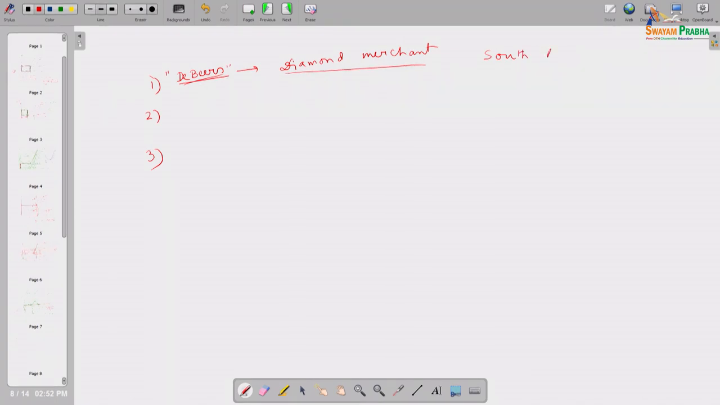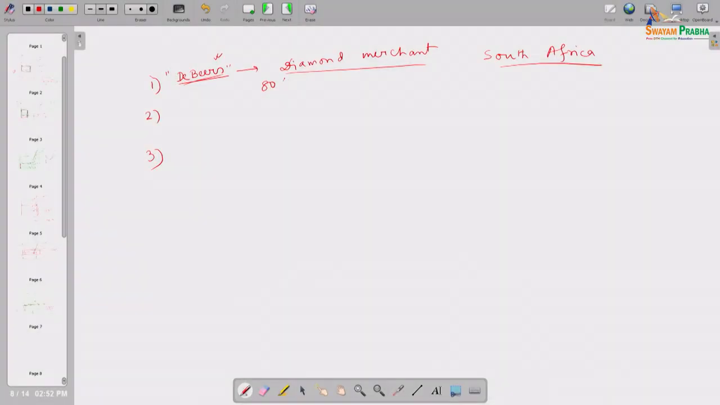South Africa, one country in the African continent. So not only all the diamond mines in South Africa, this DBRS company owns, DBRS company shares almost 80% of the total global diamond production, the entire global diamond production. DBRS company share is more than 80%.